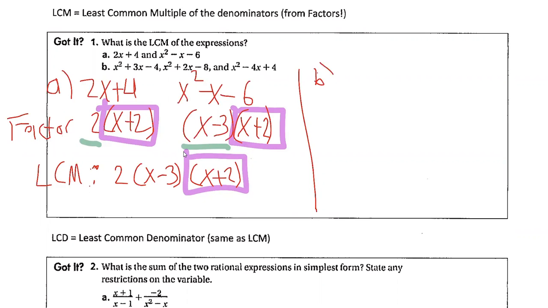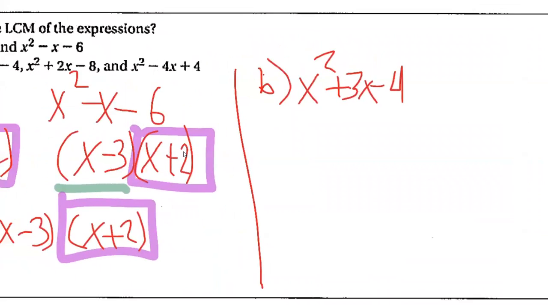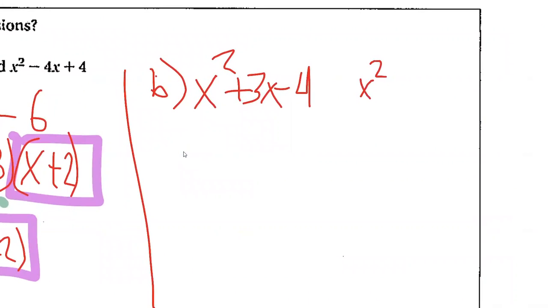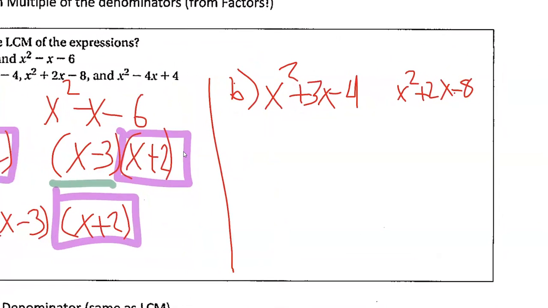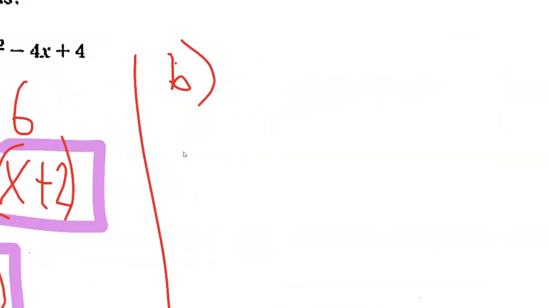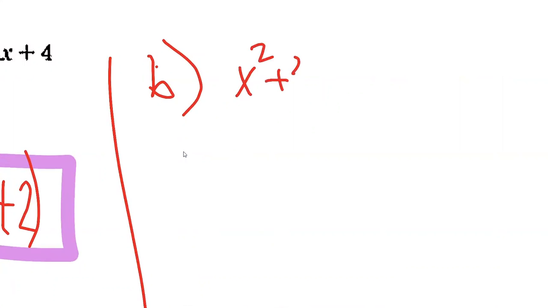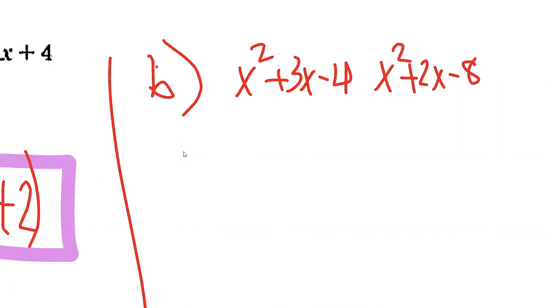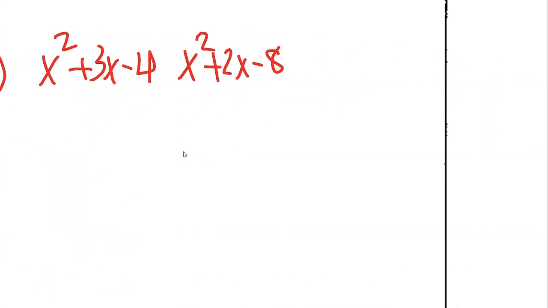So for part B, we have x squared plus 3x minus 4, x squared plus 2x minus 8, and then we have x squared minus 4x plus 4. Let me zoom in a bit and rewrite this a little smaller.